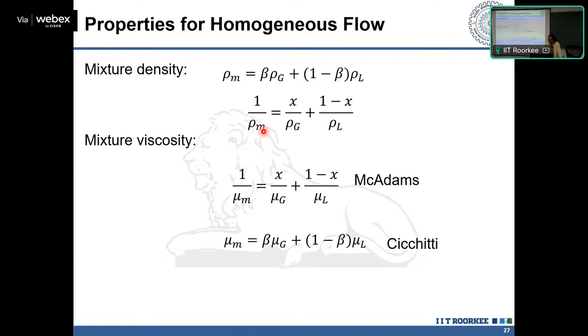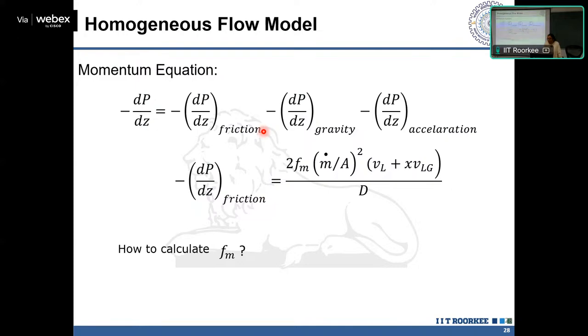If you have a change of phase occurring inside the tube, we will definitely go for this correlation for estimation of the density, and this is for the viscosity. Once you have estimated the properties, then you have the components of pressure drop, which are responsible for the total pressure drop. One can be friction, one can be gravity, one can be acceleration.